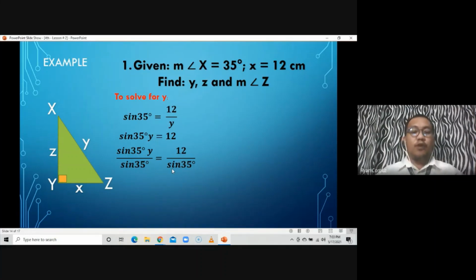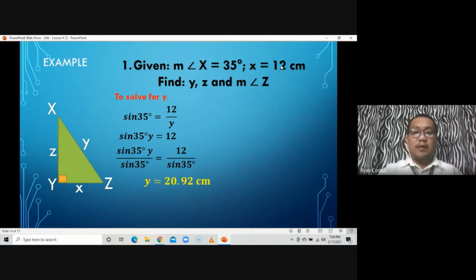So if you are going to do that, you'll come up with the value of y which is equal to 20.92 centimeters. So try nyo on your calculator if you got the same answer. So we should come up with the final answer if it's in decimals in 2 decimal places. So i-round off natin siya in 2 decimal places.